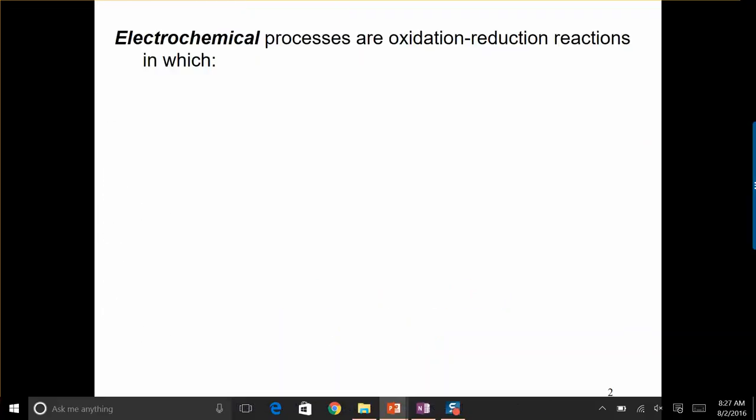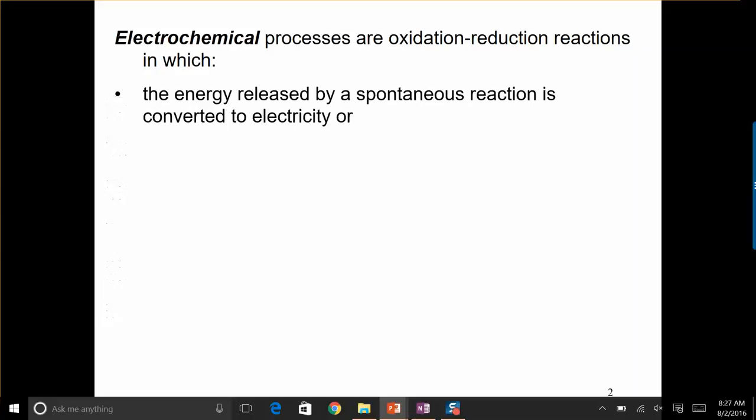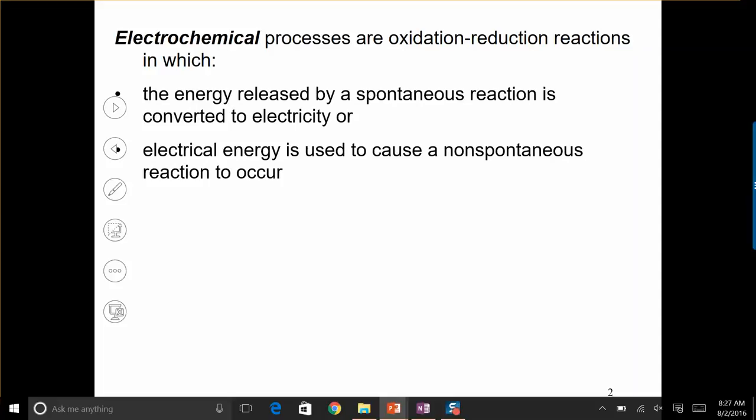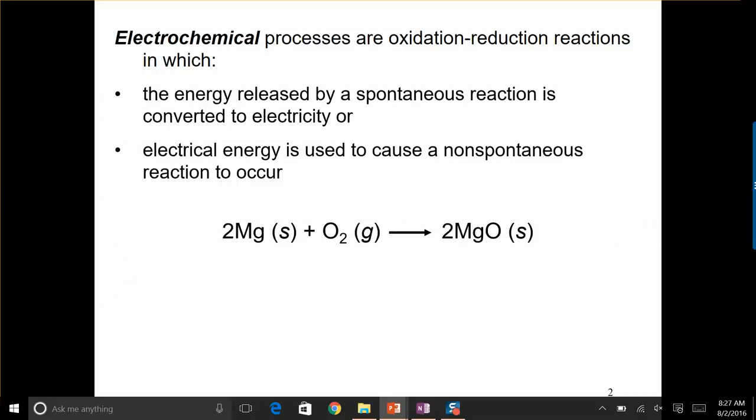electrochemistry, we're talking about oxidation reduction processes, okay, in which the energy released by a spontaneous reaction is converted to electricity, okay, or electrical energy is used to cause a non-spontaneous reaction to occur. So we can drive it both ways using electricity, these electrochemical processes, okay. So here we see the equation magnesium plus oxygen produces magnesium oxide, okay? So if we identify the half reactions, do you guys know what I mean when I say half reactions?